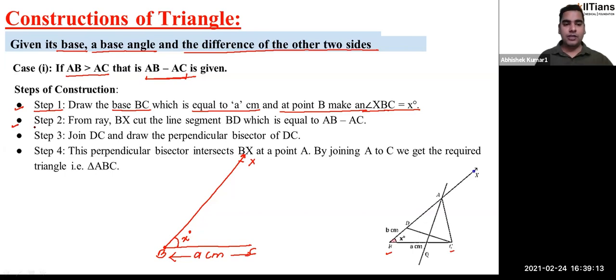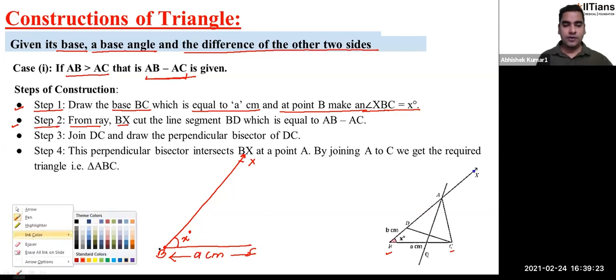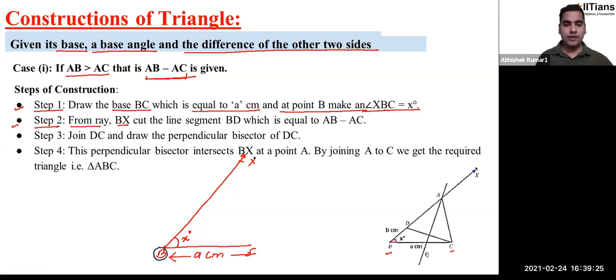What is step number two? In step number two, from ray BX, so this is the ray that we are talking about, this BX, cut the line segment BD, which is equal to AB minus AC. So AB minus AC will be provided to you here.